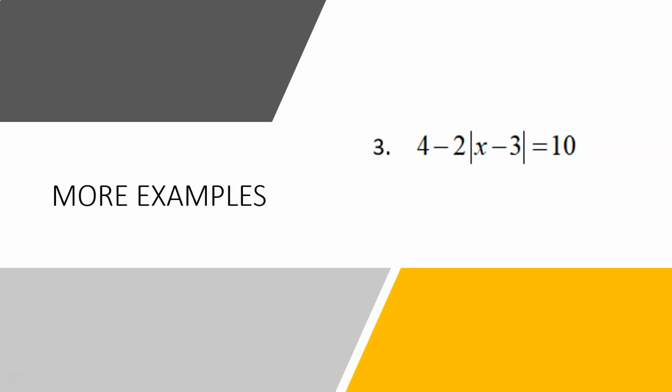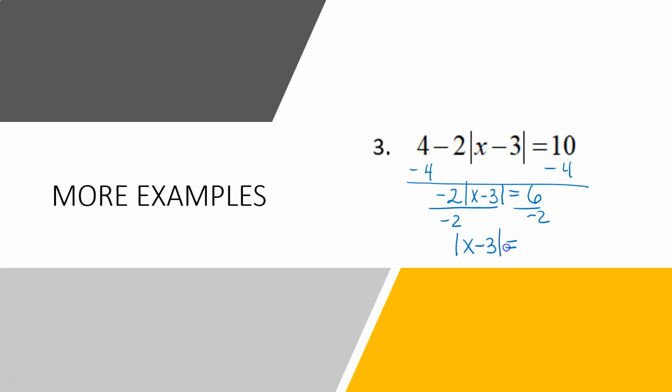Let's look at this one. So let's remember, we're going to have two solutions. I'm going to say this over and over. I'm going to subtract 4 first as we try to isolate the absolute value bars. So I have -2 times the absolute value of x minus 3 equals 6. I'm going to divide by -2. So I have the absolute value of x minus 3 equals -3.